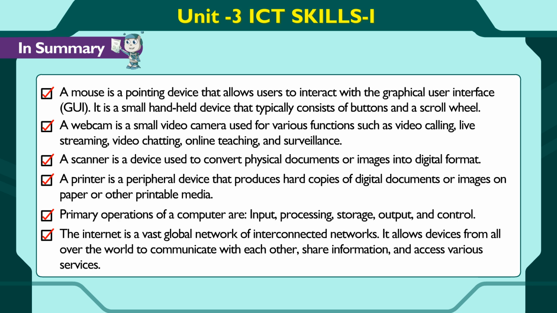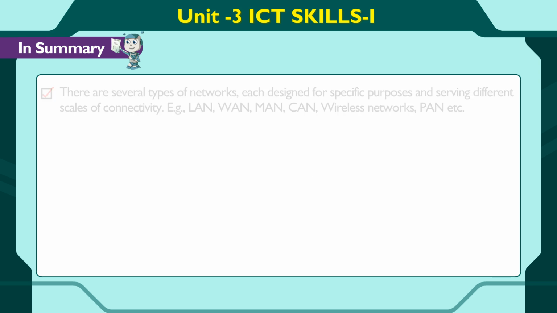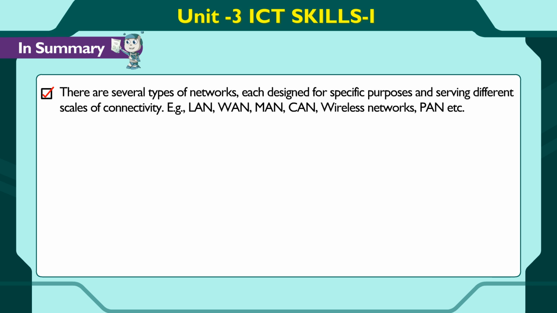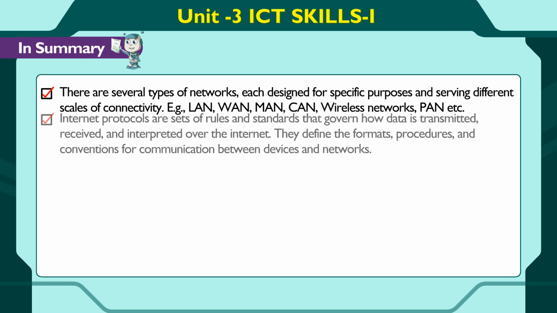The Internet is a vast global network of interconnected networks. It allows devices from all over the world to communicate with each other, share information, and access various services. There are several types of networks, each designed for specific purposes and serving different scales of connectivity, that is, LAN, WAN, MAN, CAN, wireless networks, PAN, etc.